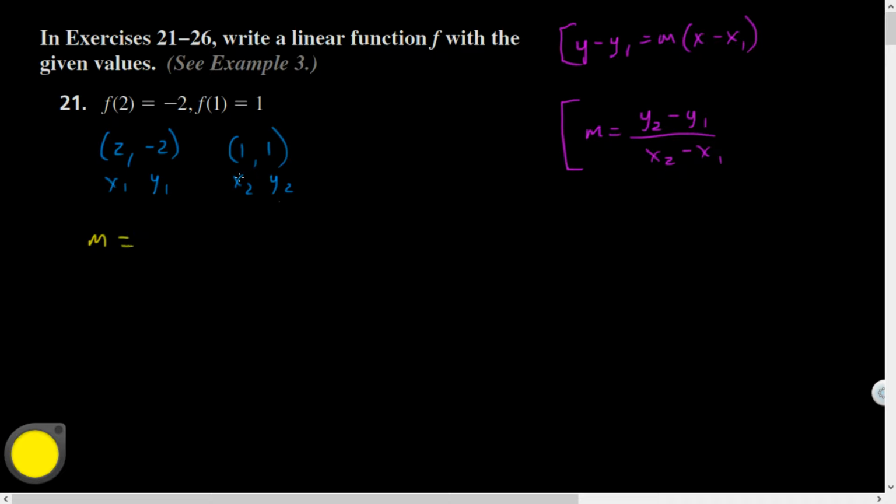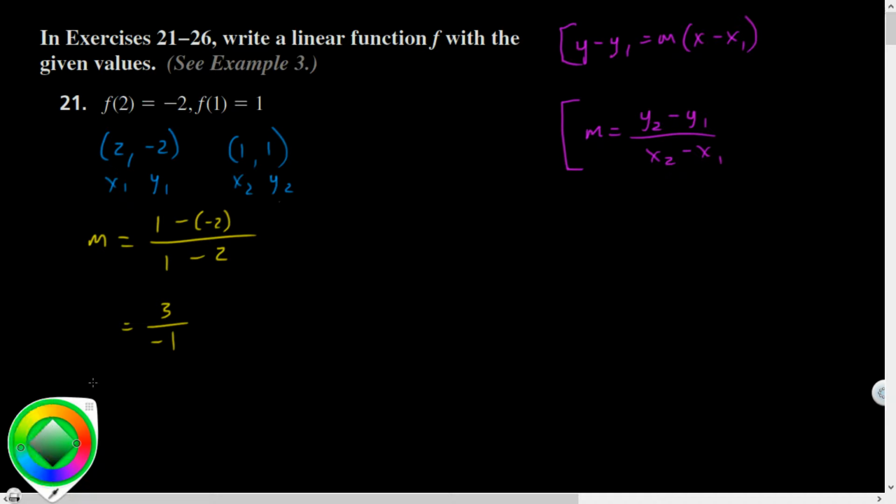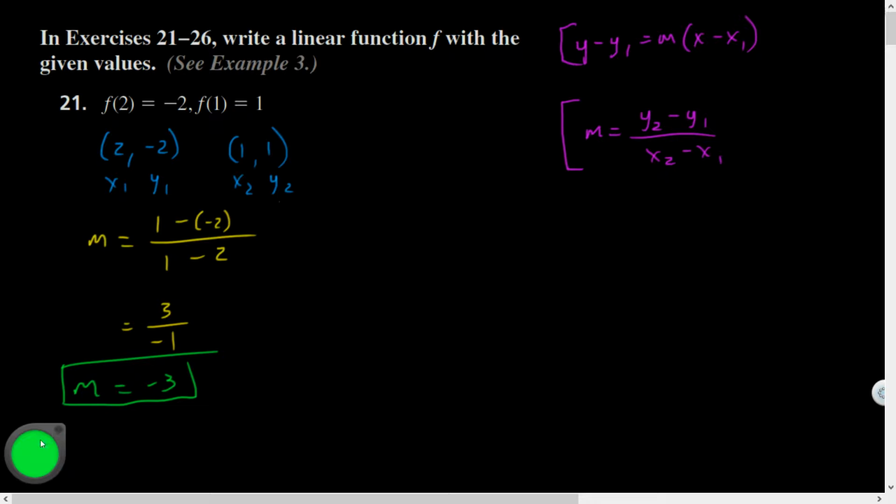So m is going to equal y2 minus y1 over x2 minus x1. And so m is going to equal 1 minus a negative 2, which is 1 plus 2, which is 3, over 1 minus 2, which is negative 1. And what do I find for my slope? m is going to equal negative 3.